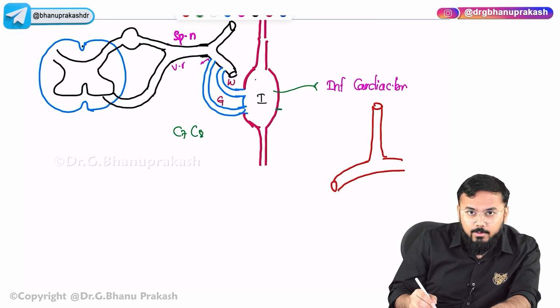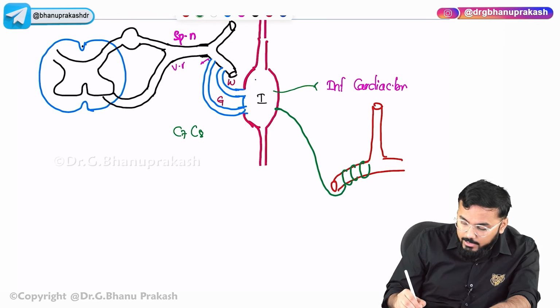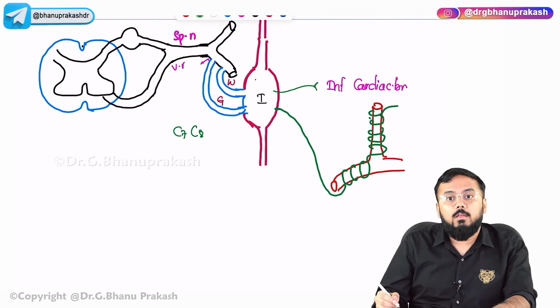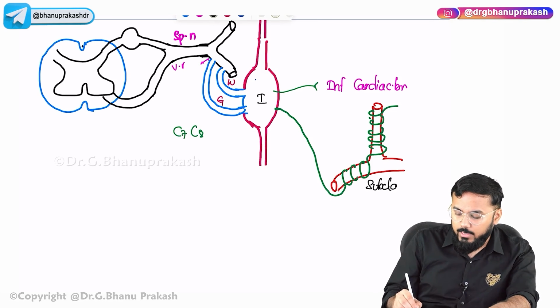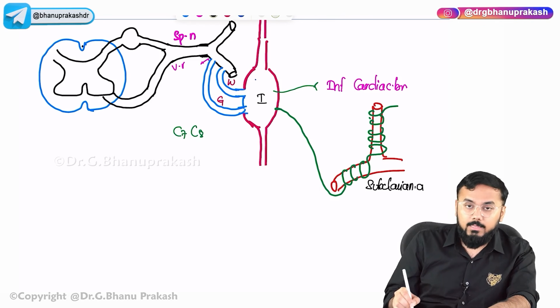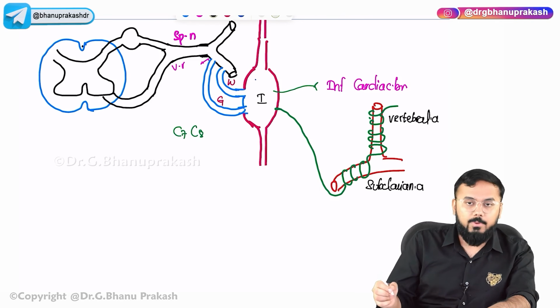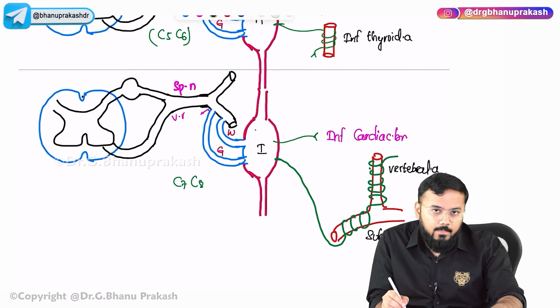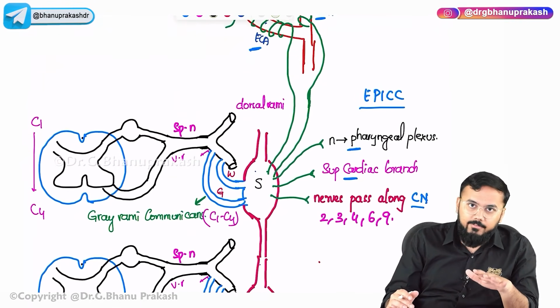So one branch comes all the way like this. Now what is it doing? It is winding around your subclavian artery. Not only that, it is also winding around your vertebral artery. So it is winding around two arteries: the subclavian artery as well as the vertebral artery. These are all the branches of the cervical ganglia which you need to remember.